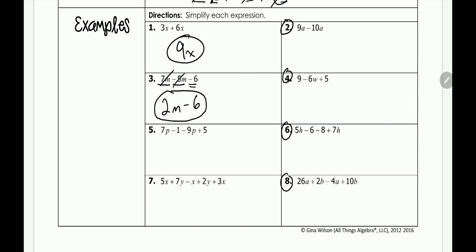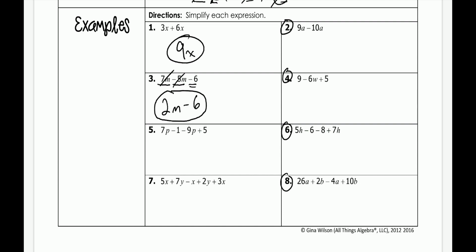So we can only combine things that have things in common. So the variable terms have the variable m in common. We cannot combine things that do not have the same letters.